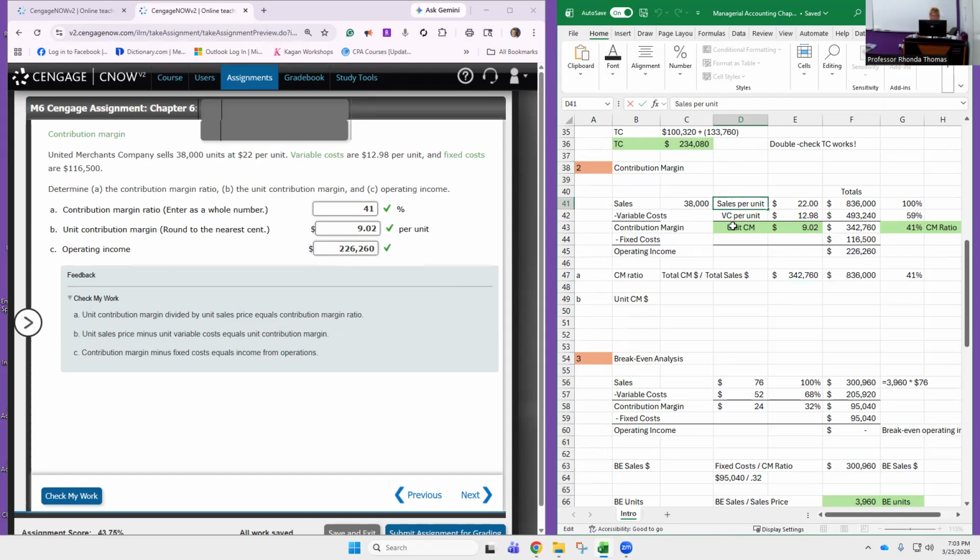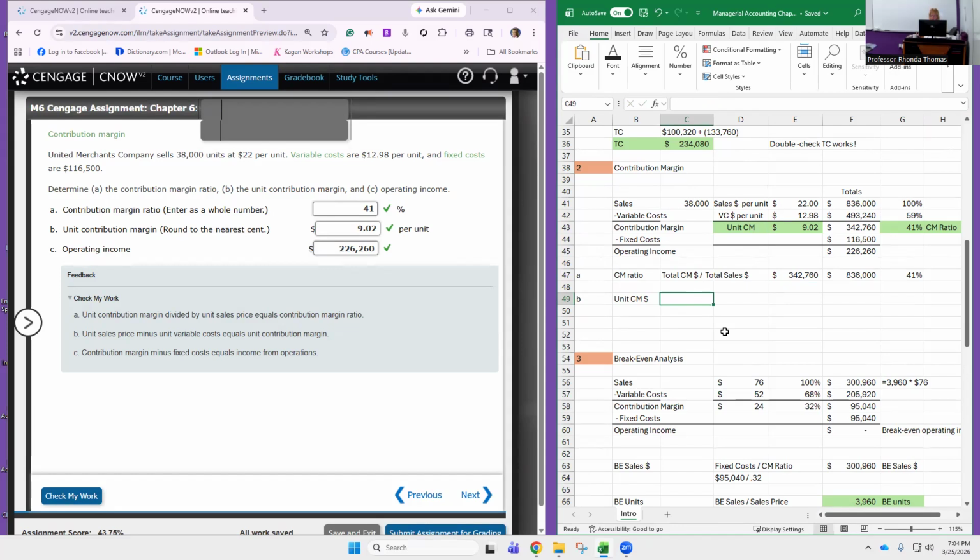So you could say sales dollars per unit. You could put variable cost dollars per unit. And then our, actually it'd be contribution margin dollars per unit. And they like to call this one unit contribution margin. So watch out.